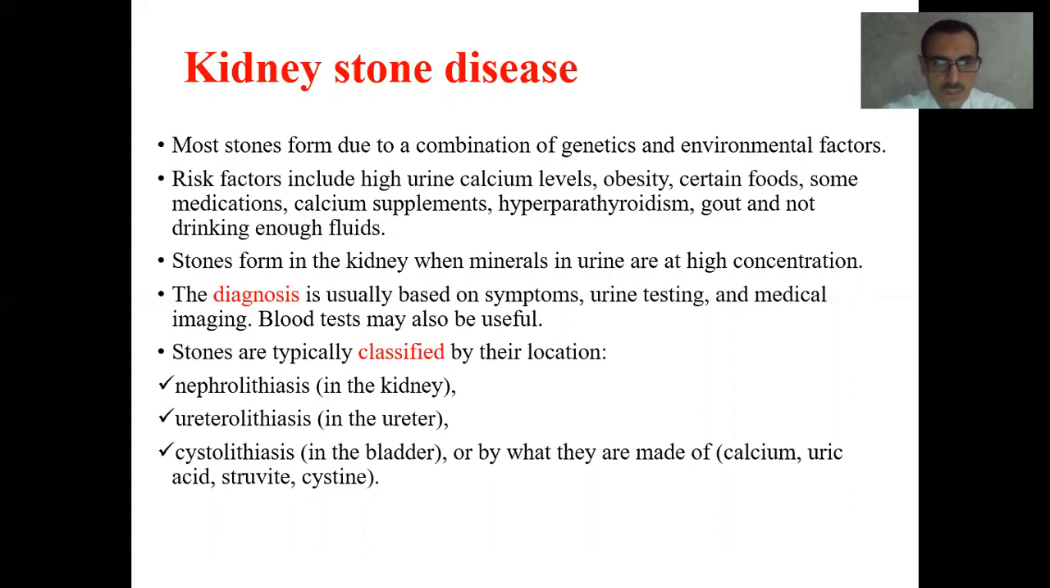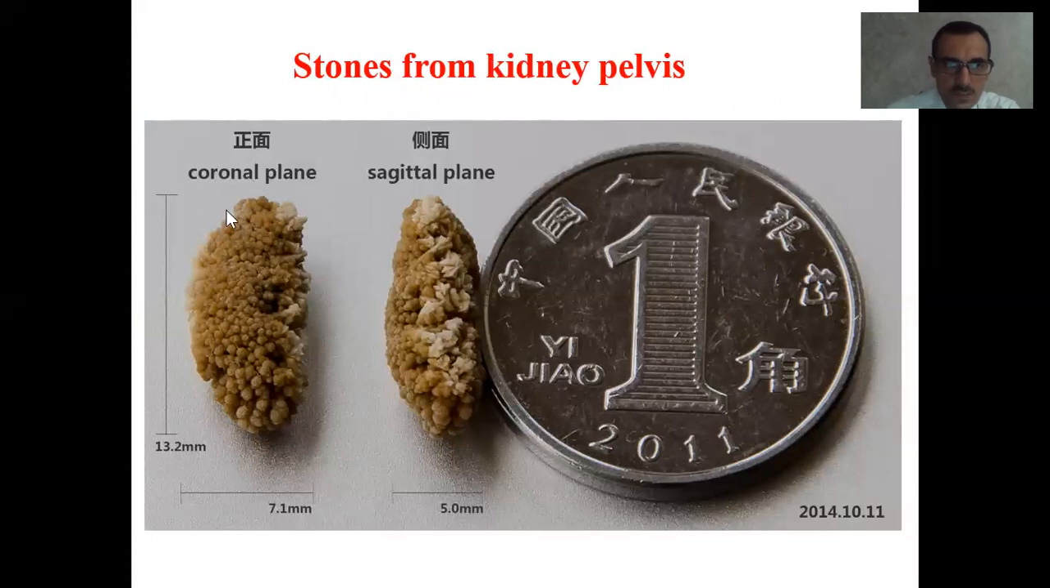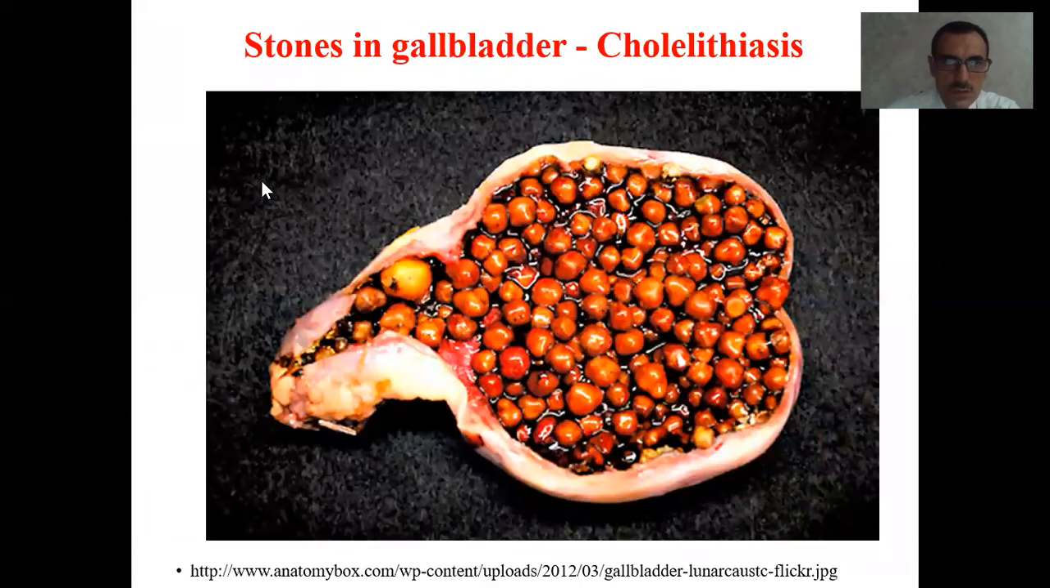The stones are typically classified by their location: nephrolithiasis in the kidney, ureterolithiasis in the ureter, cystolithiasis in the urinary bladder, or by what they are made of: calcium, uric acid, struvite, and cystine. And here you see the illustration, the gross view of urolithiasis, the kidney stones, the urinary bladder stones, then stones from the kidney pelvis, and the stones in the gallbladder during cholelithiasis.